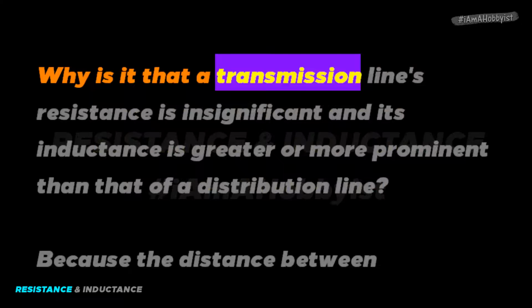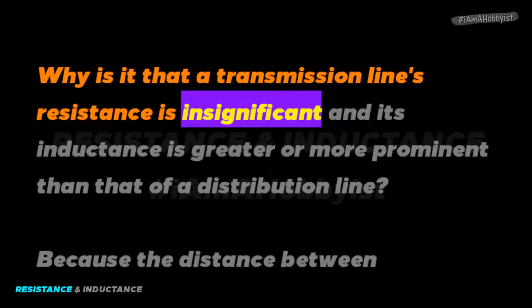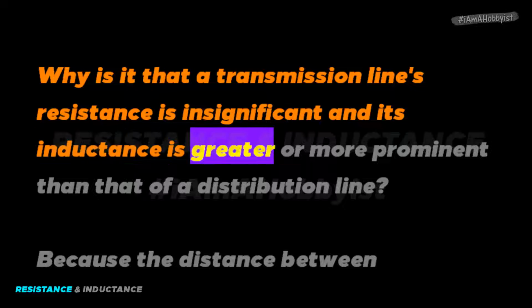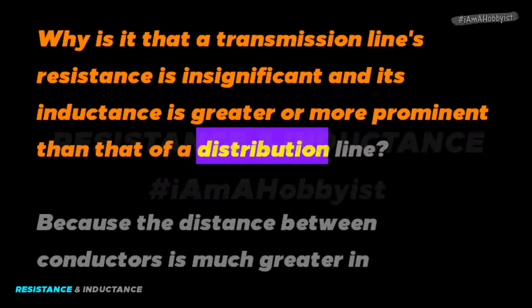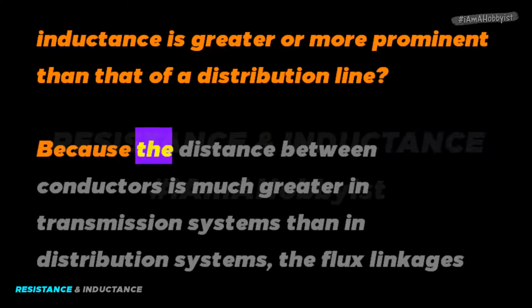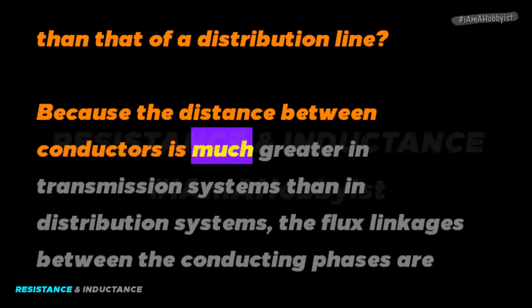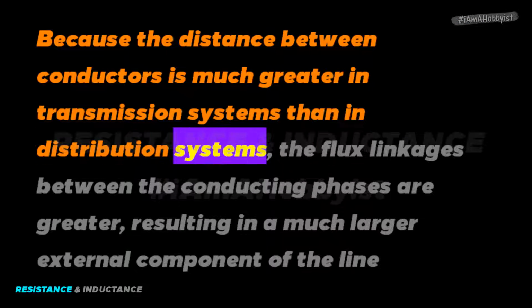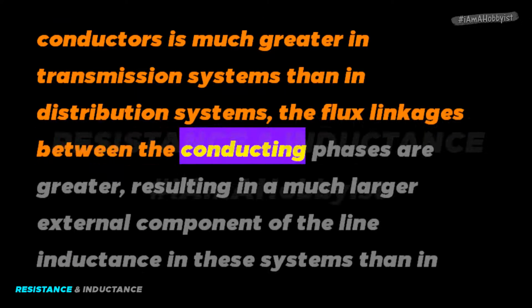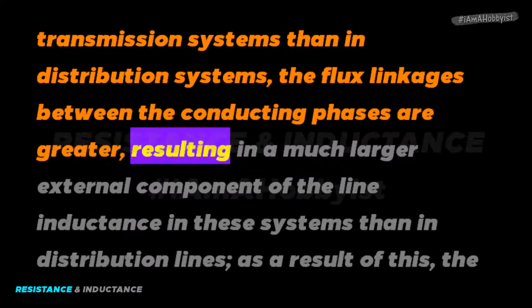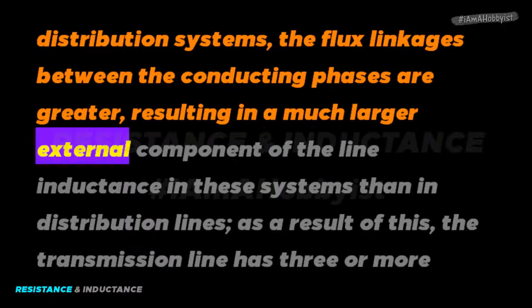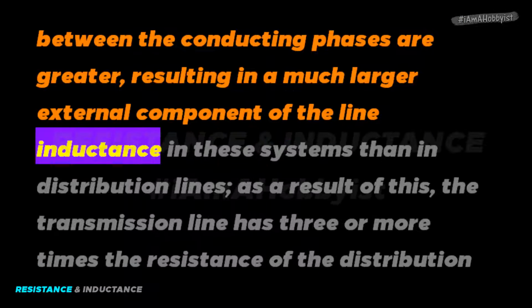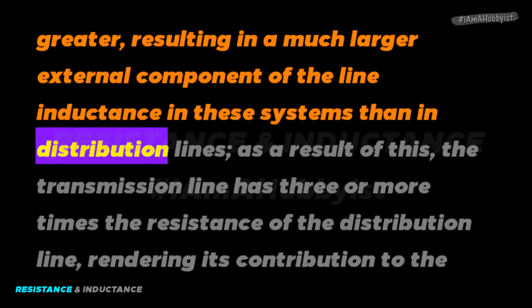Why is it that a transmission line's resistance is insignificant and its inductance is greater or more prominent than that of a distribution line? Because the distance between conductors is much greater in transmission systems than in distribution systems, the flux linkages between the conducting phases are greater, resulting in a much larger external component of the line inductance in these systems than in distribution lines.